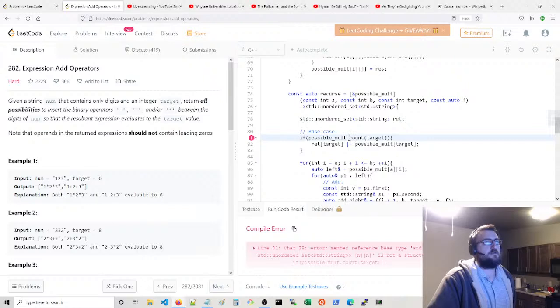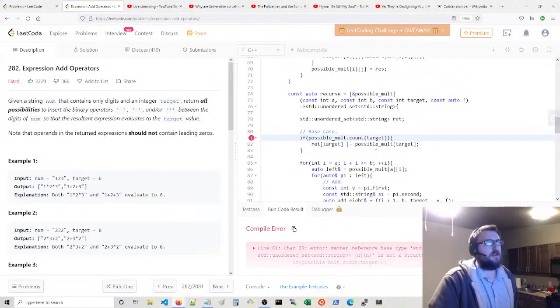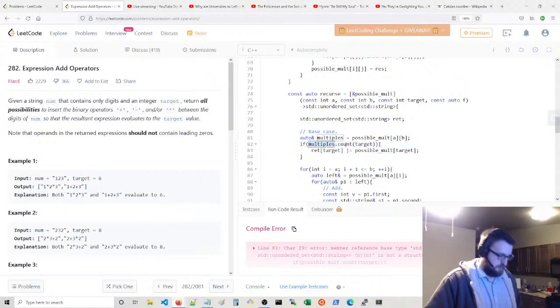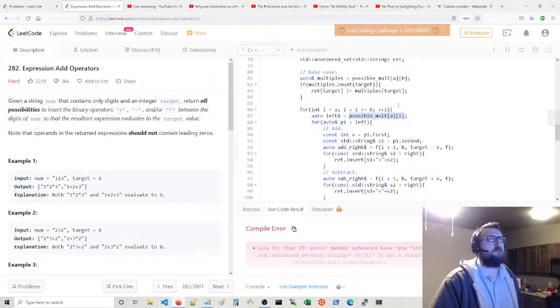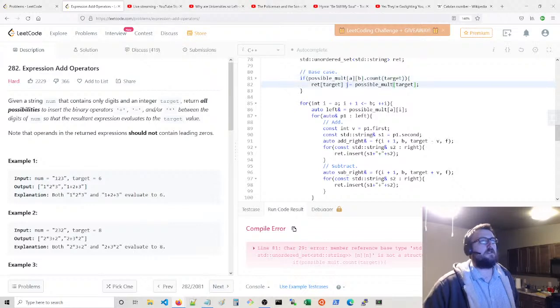Where's the issue? Oh, yeah. Multiples. It's going to be A and B. Could just use a reference here. Yeah, I missed that part. Oh, okay, never mind. Doesn't really matter. I don't need that extra portion. This is A and B, and this is A and B.